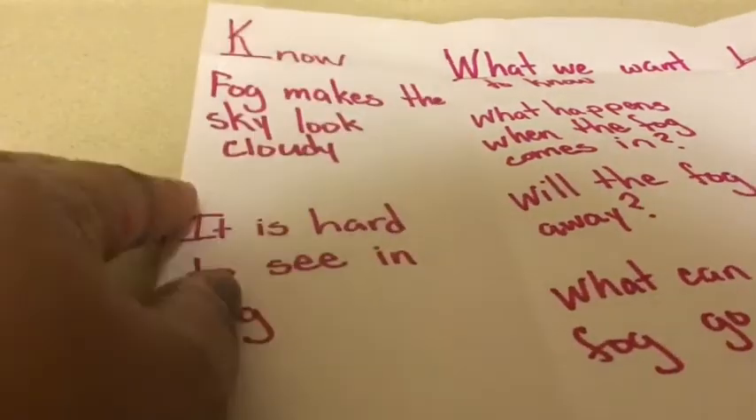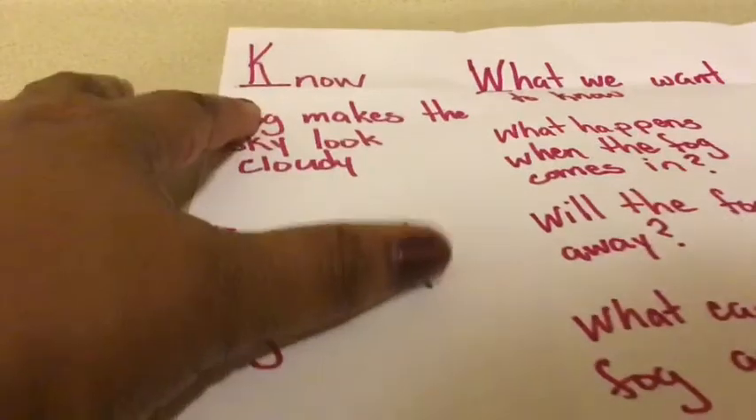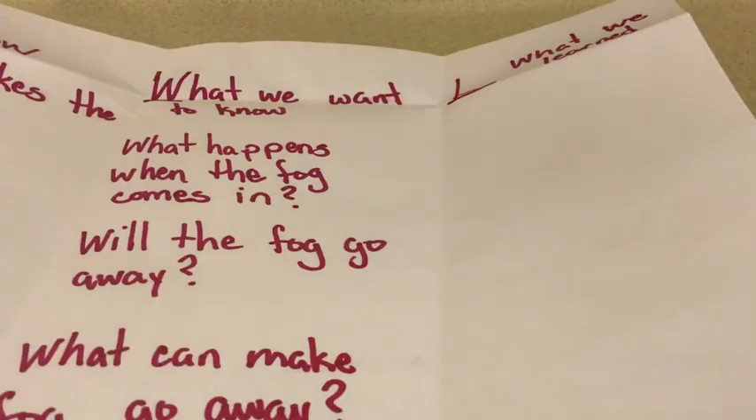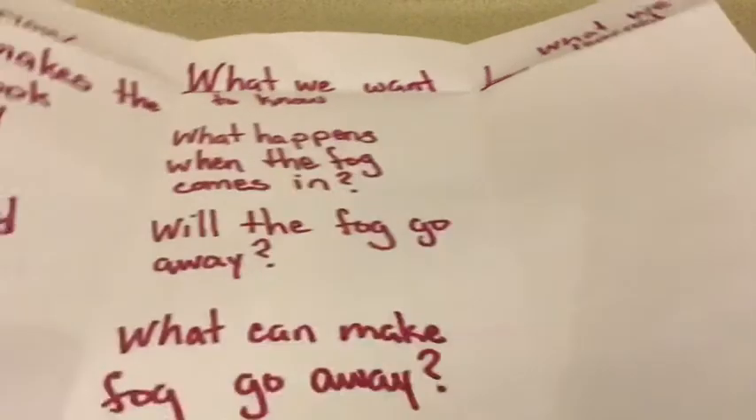So I have my 2 columns filled out. The K for what I know and the W for what I want to know. I'm going to complete my L after I read the text. And that is for what I learned.